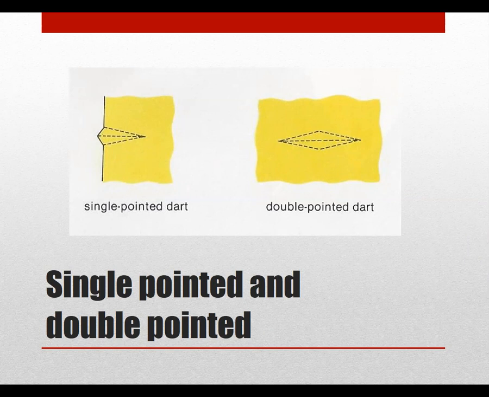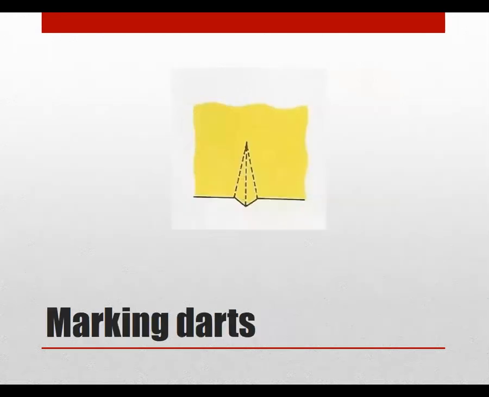Sometimes our darts might have a slight curve to them, and that is fine. That is advanced. So when we have a double-pointed dart that is curved, we often call it a banana dart because it looks like a banana when you lay it on its side. Okay, so a dart is a triangle or a diamond that you sew into the fabric so it creates the two-dimensional into the three-dimensional. Okay, there's your triangle.